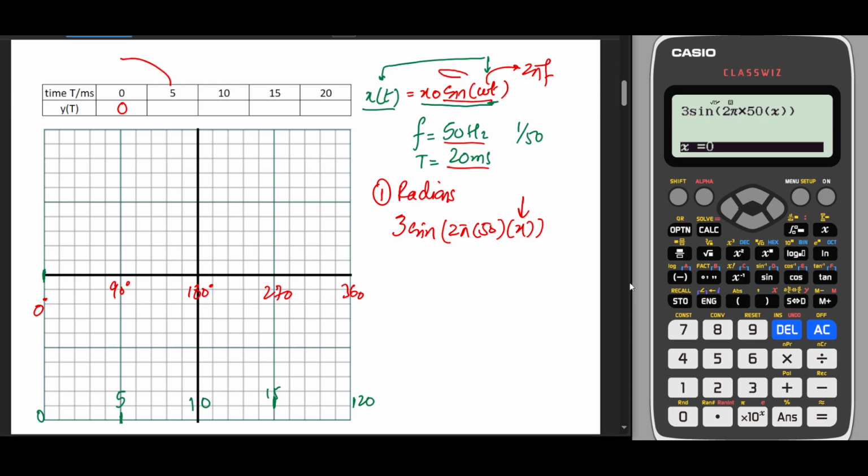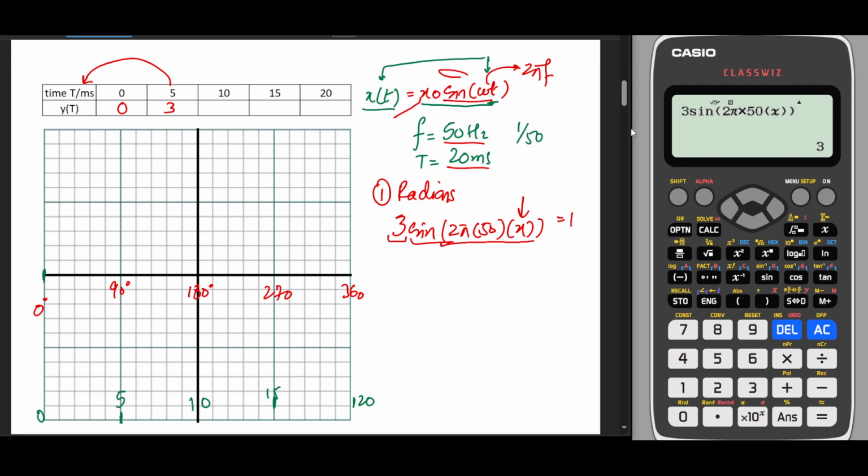Now notice that this is 5 milliseconds, so I will press in 5e minus 3. So now I get 3. Why did I get 3? Because at this point, the value of this sine function becomes 1, and we will get the maximum amplitude, which is 3.